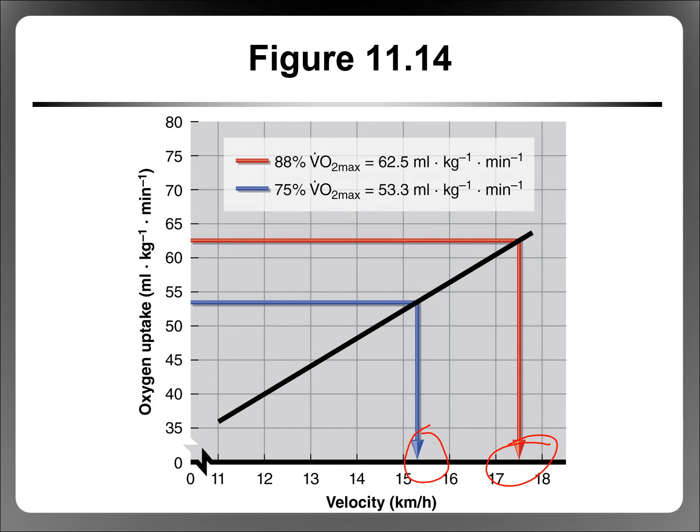So remember lactate threshold. This is going to be an interaction. If somebody can tolerate 75% of their VO2 max, but I can push them to tolerate 88%, we're going to have better performance.